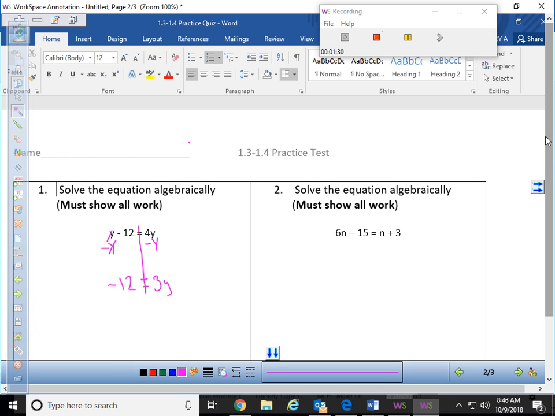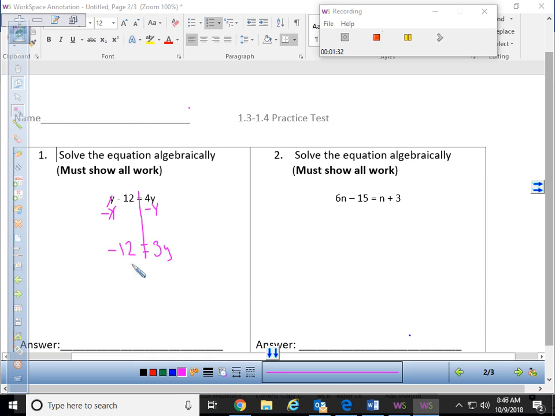Okay, so now we're ready to solve this problem. How do we eliminate the 3 times Y? Let's divide by 3 on both sides. We should be really careful about getting that negative in our final answer, because a negative divided by a positive is a negative. So, what is negative 12 divided by positive 3? Well, that's just negative 4.